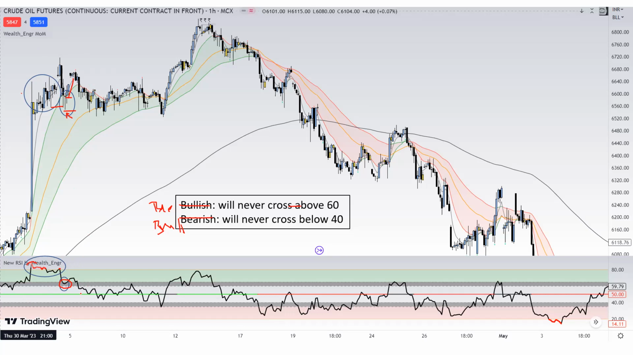Correct? Right, very good. When price has come near this 40 zone, again price took the support. So here what is the statement I have given? For a bullish case, price will never cross below 40. So when it came to the 40 band, it is trying to take a support and move upwards, right?